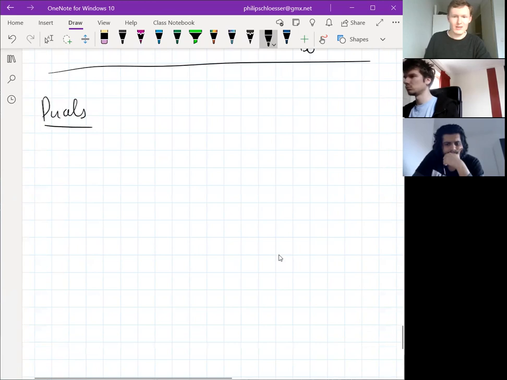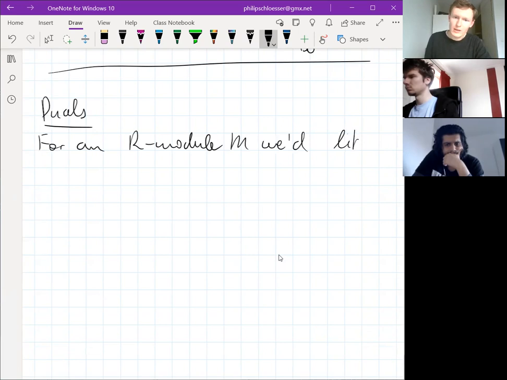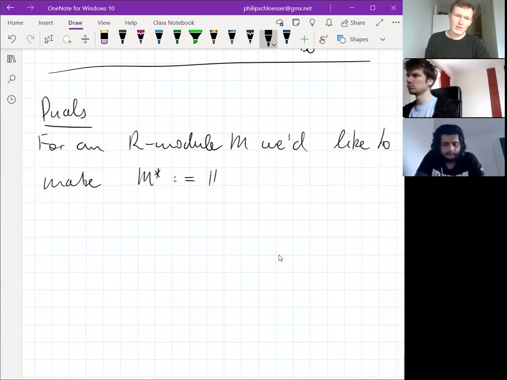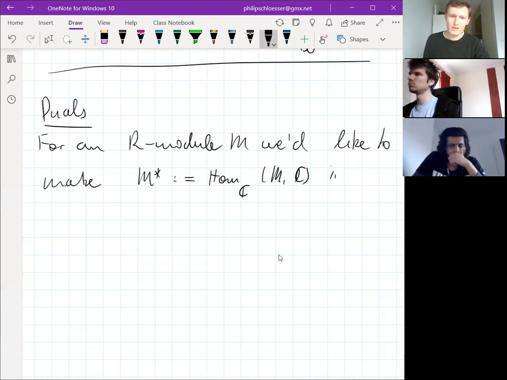So for an R module M, we'd like to make M star, which is the C-linear maps from M to C, into an R module.